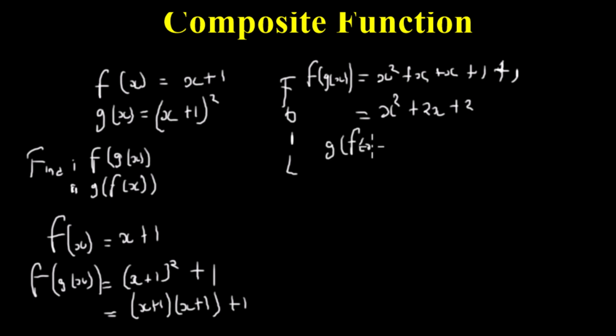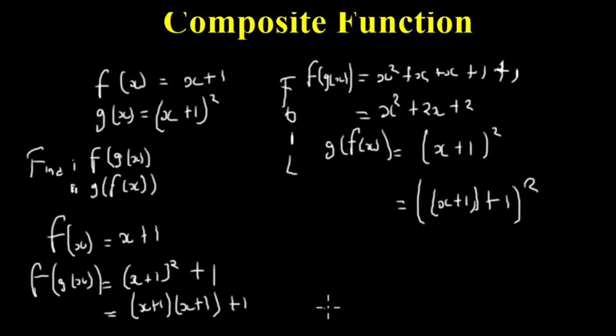So how do we do this again? Write our g of x first, x plus 1, everything squared. Where I see x here, I'm going to write f of x. So f of x is simply, again, put a bracket x plus 1, then plus 1, everything squared. So x plus 1 plus 1 simply is x plus 2, and then we open this bracket again using the FOIL method.